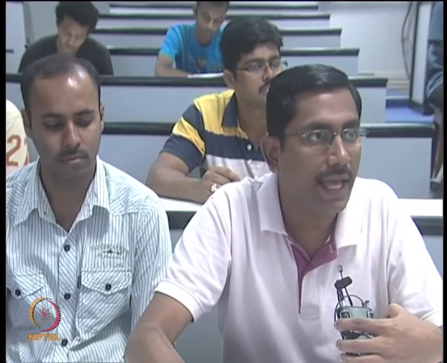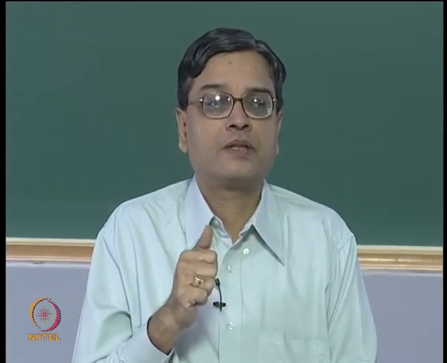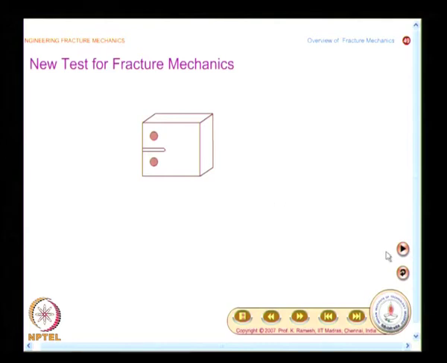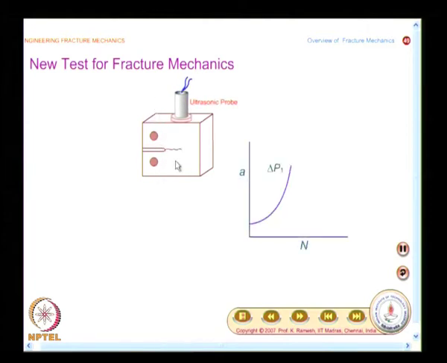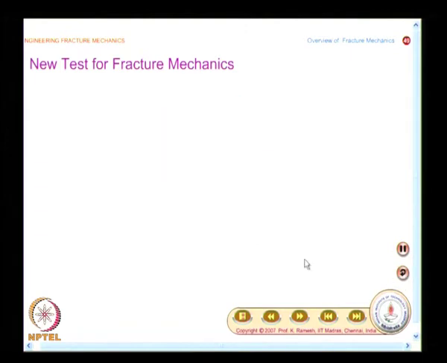How can we determine the material constants C and M in Paris law, and whether C and M are independent of stress ratio R? Now, we will go back and see what was the test that we need to do to calculate C and M, and I had said that you have to monitor the crack growth while applying the fatigue loading. When you have the fatigue loading on the specimen, you have to monitor it, and I think I will replay the animation again.